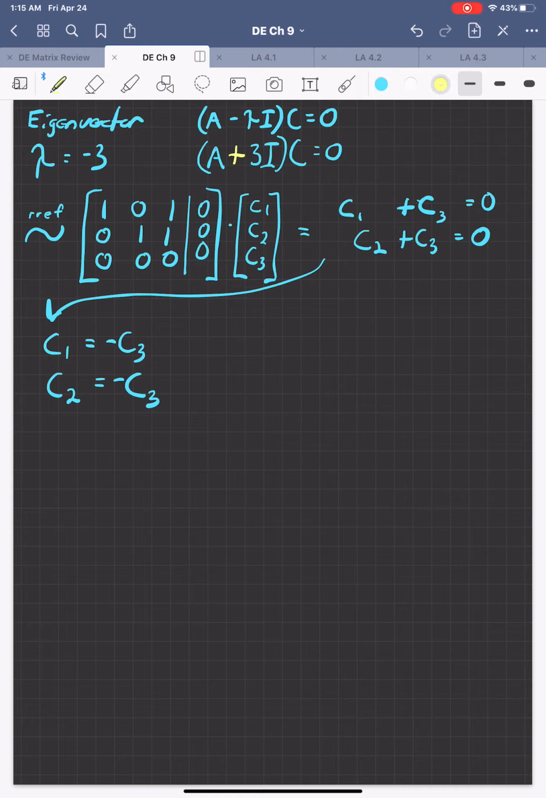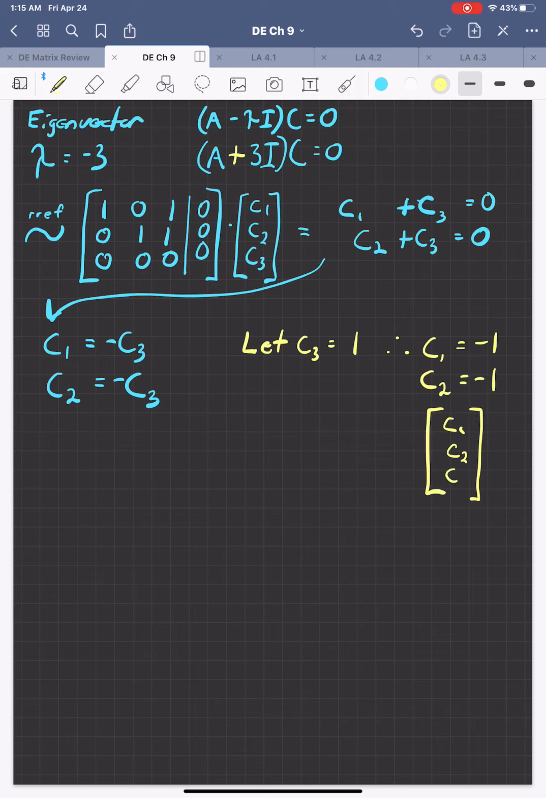All right, so in this case, you can choose a value for C sub 3. So we can let C sub 3 equal 1. If that's the case, that would mean that C sub 1 is equal to negative 1, and that would also mean that C sub 2 is equal to negative 1. So what is the eigenvector here? Well, remember it's C sub 1, C sub 2, C sub 3. We chose 1 for C sub 3, and the result was negative 1 for C sub 1 and C sub 2.